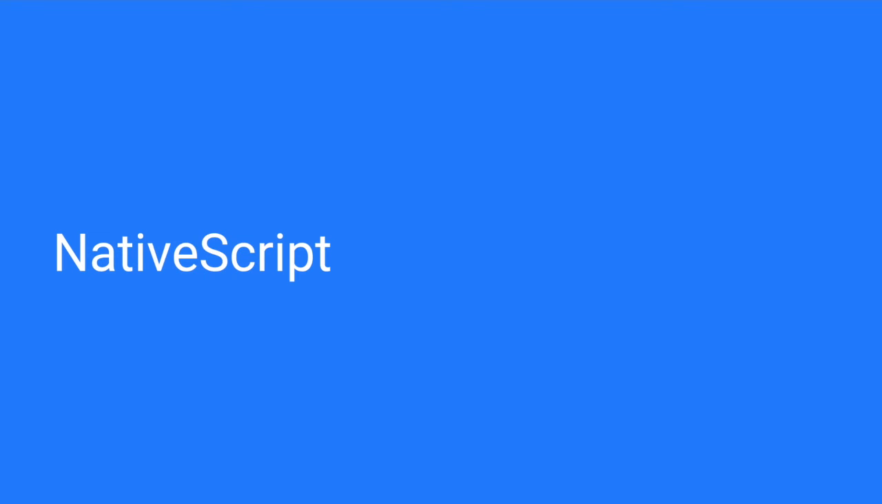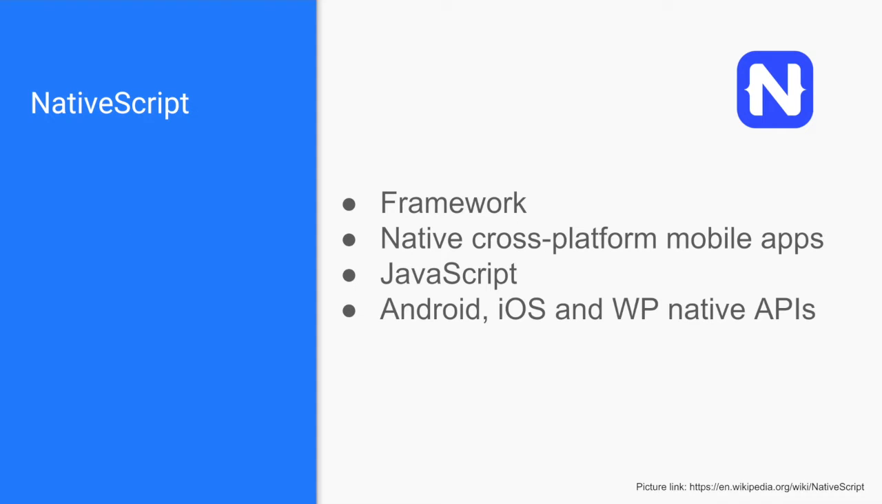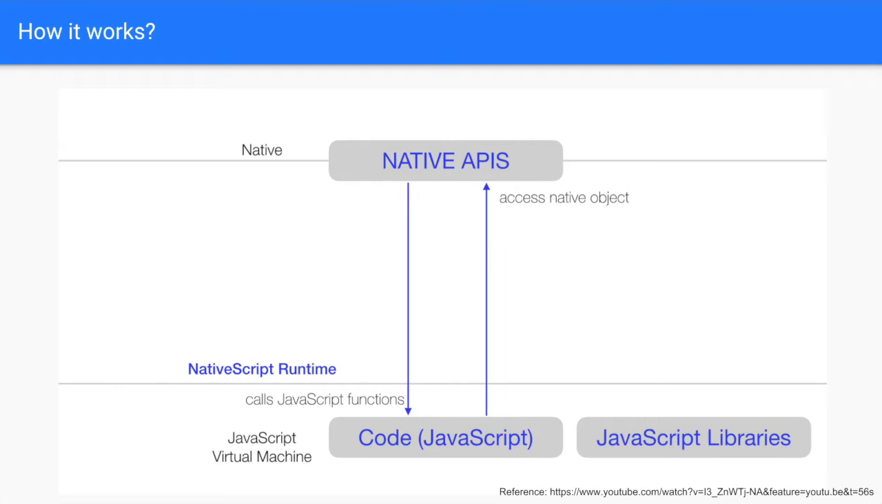Now let's talk about NativeScript. NativeScript is a framework which allows developers to build native cross-platform mobile apps using JavaScript or a language which would transpile to JavaScript. By using this technology, mobile apps behave as if they were developed by professional IDEs such as Android Studio or Xcode. Let's see how it works.